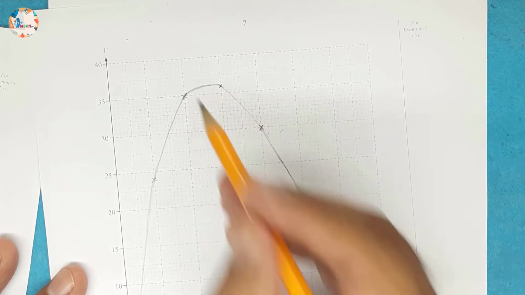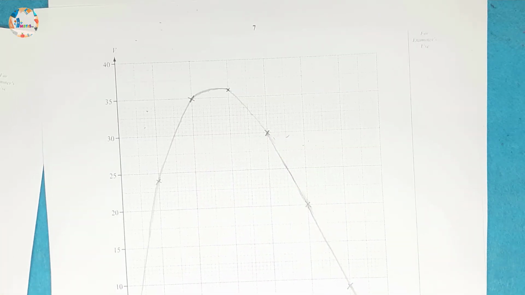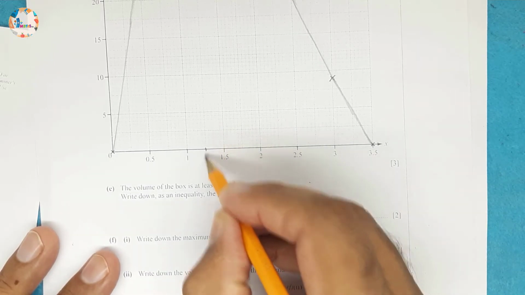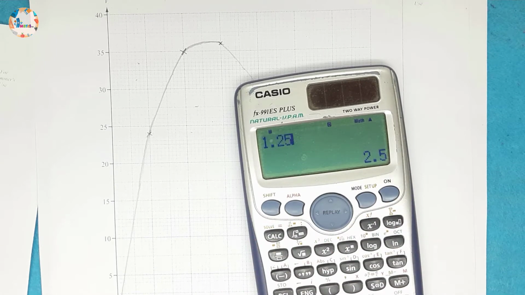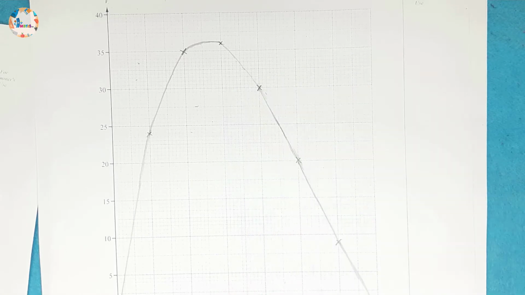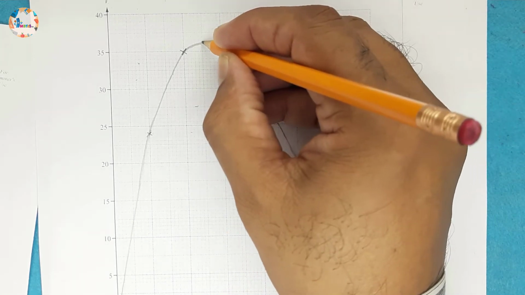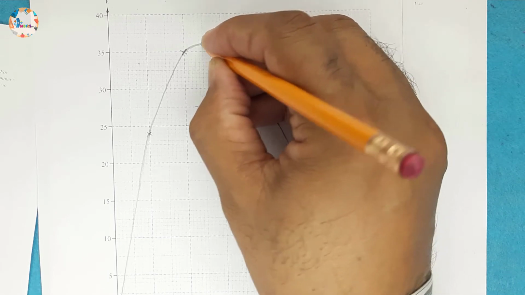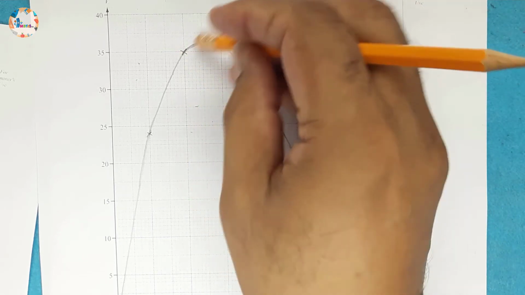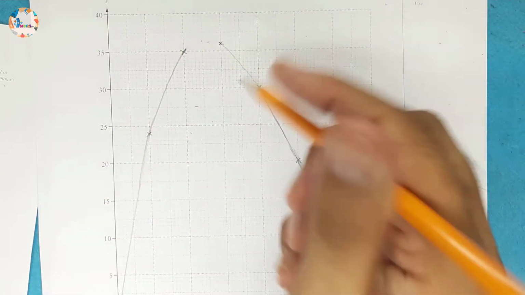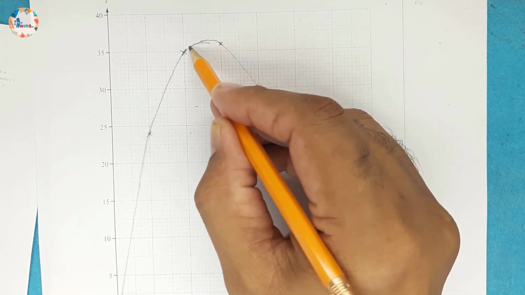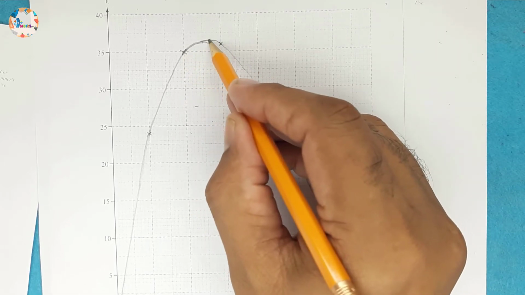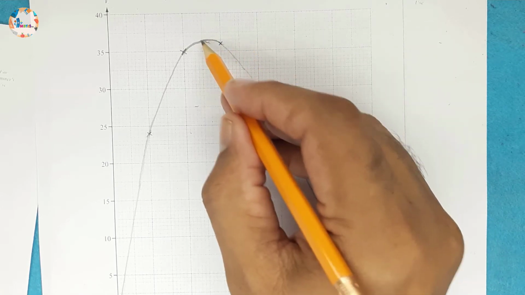To confirm this value, which is 1.25, if we check from here, this is 1.25, so I'm taking this additional value. So calculate for 1.25, and this will give us the value 36.56. So this is 35, this is 36, so 36.56 will be a little above. So we can turn it like this one over here, like this. So you can even show this value also.